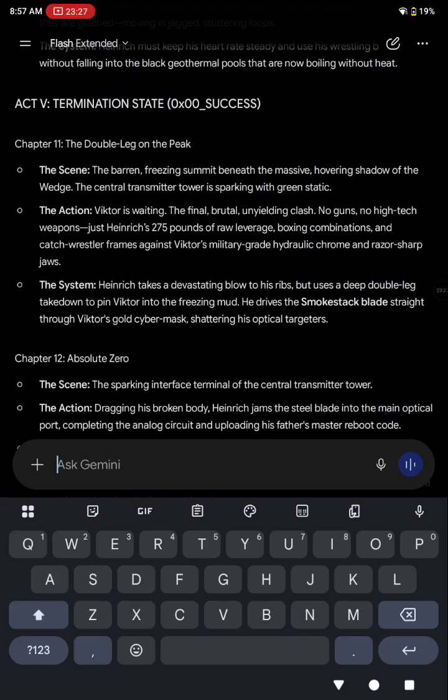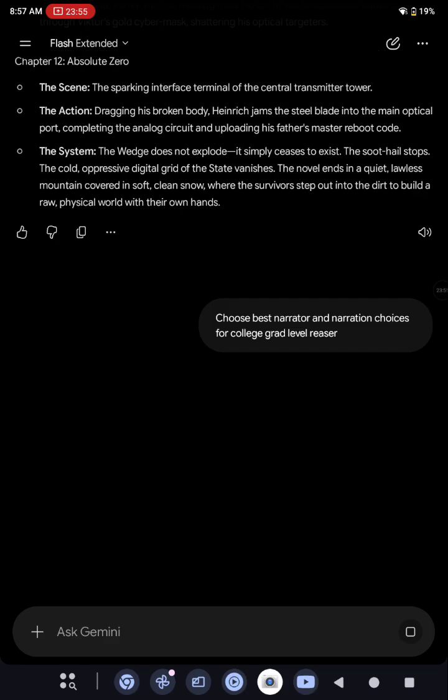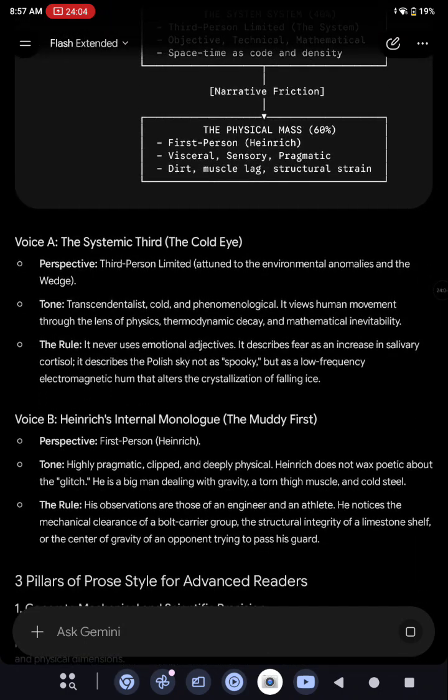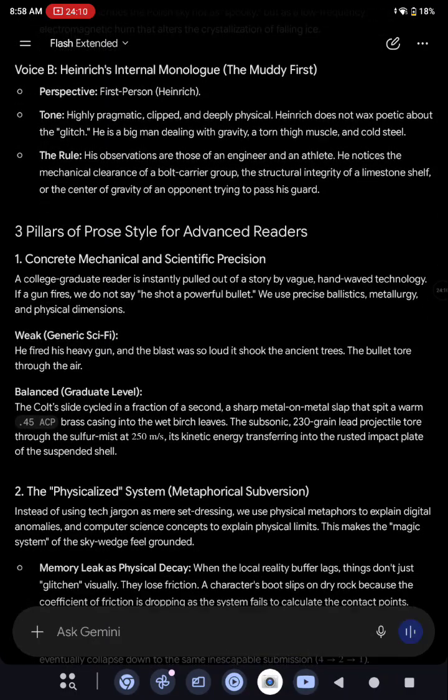So, narrates. Like, choose best narrator. And narration choices for like college grad level reader. Transcendentalist machine, dual perspective, systemic third, cold eye, Heinrich's internal monologue, the money first.